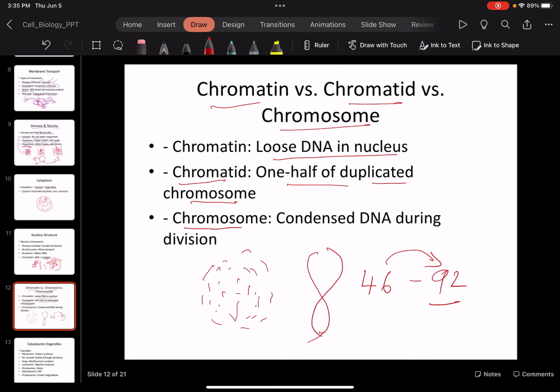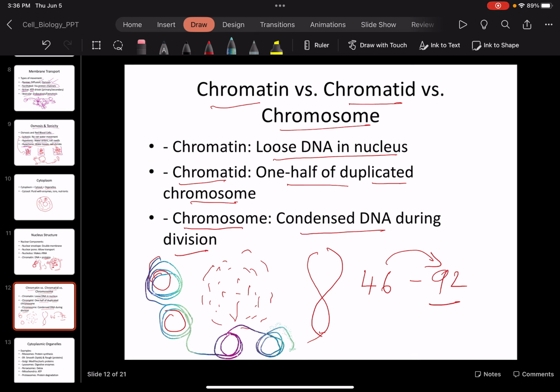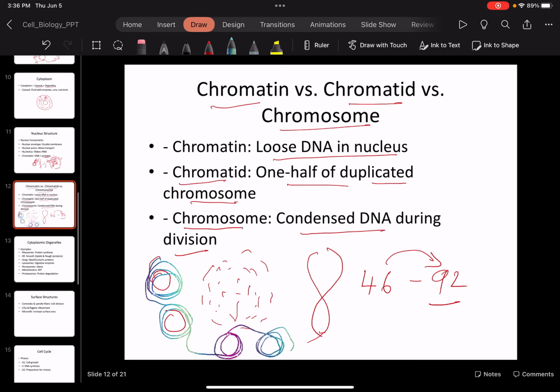So the chromosomes are condensed DNA during division. This DNA is coiled around the protein. At this point you will see that condensed DNA during nuclear division.